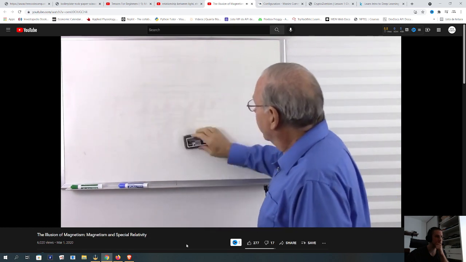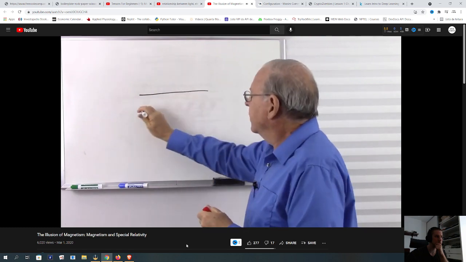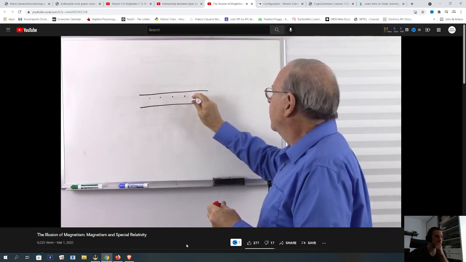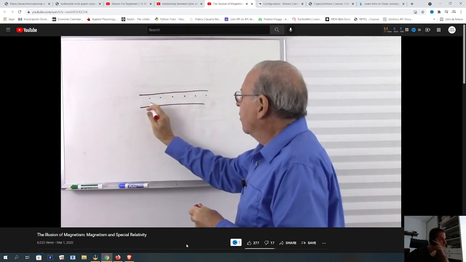So if we go back to the wires, let's look at our first wire here. Once again, there's our electrons. Here's our positive ions.